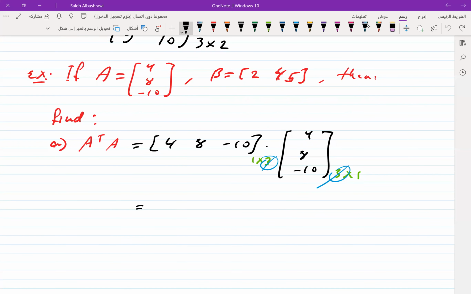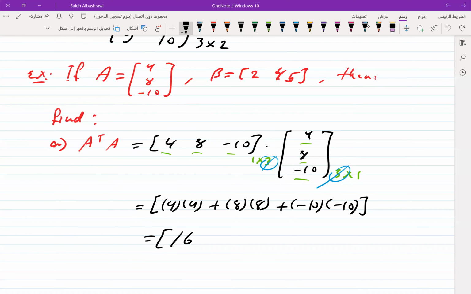So the product is equal to the first with the first, second with the second, third with the third, and we add. We'll have 4 by 4, this is the product of matrices, row by columns, plus 8 by 8, plus minus 10 by minus 10, which is equal to 16 plus 64 plus 100. That will be 180.